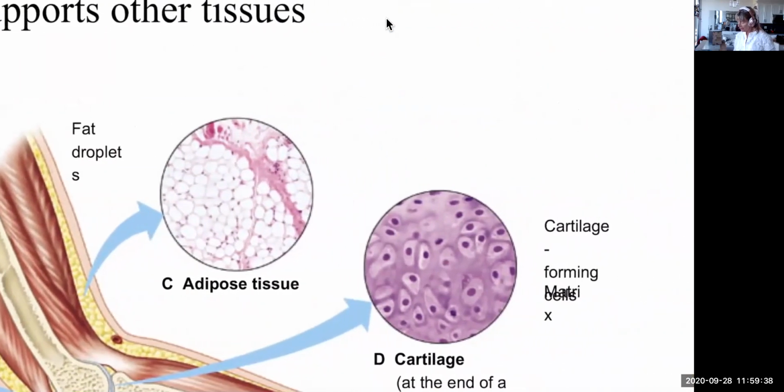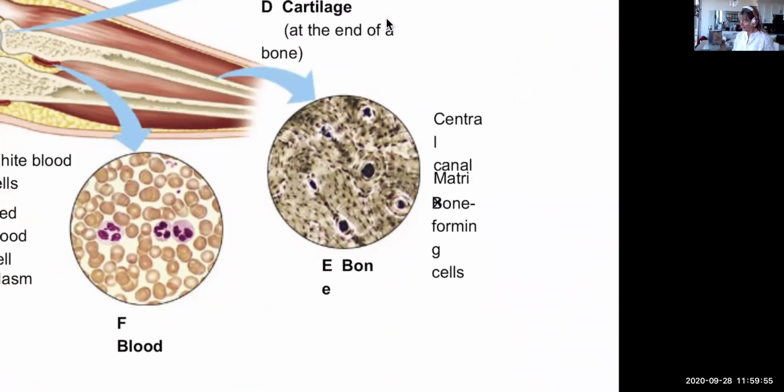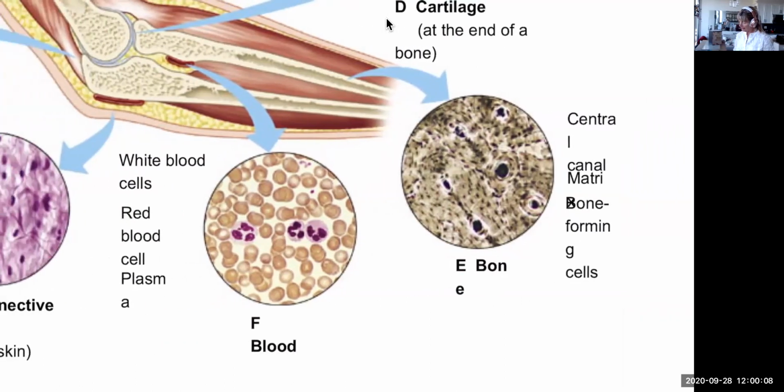Adipose tissue are fat cells that each contain a fat droplet. Cartilage you'll find at the end of bones, for example, that prevents friction. Bone, another kind of connective tissue, you find for locomotion, long bones, ribs to protect your vital organs. And the last kind of connective tissue is blood, which includes white blood cells, red blood cells, and plasma.